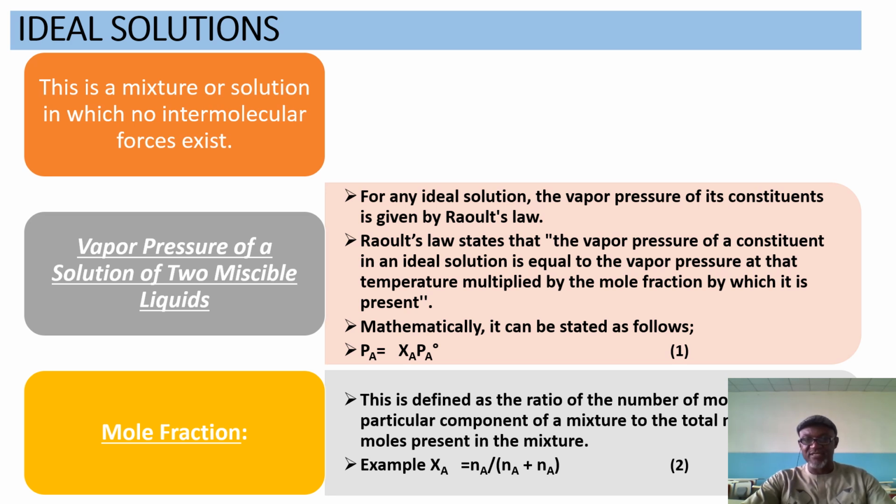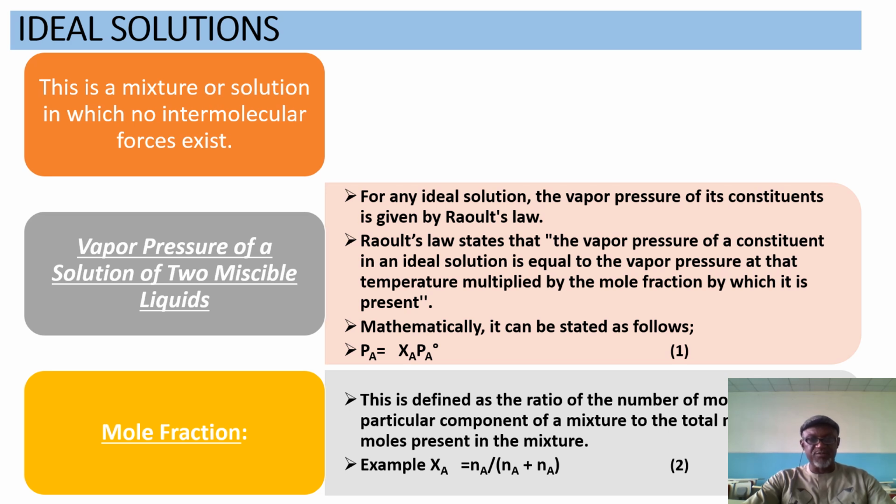So mathematically, we state Raoult's law as PA is equal to XA, P superscript 0. This PA is the vapor pressure of that particular component in the solution. XA is the mole fraction, and PA superscript 0 is the pure vapor pressure of that component.